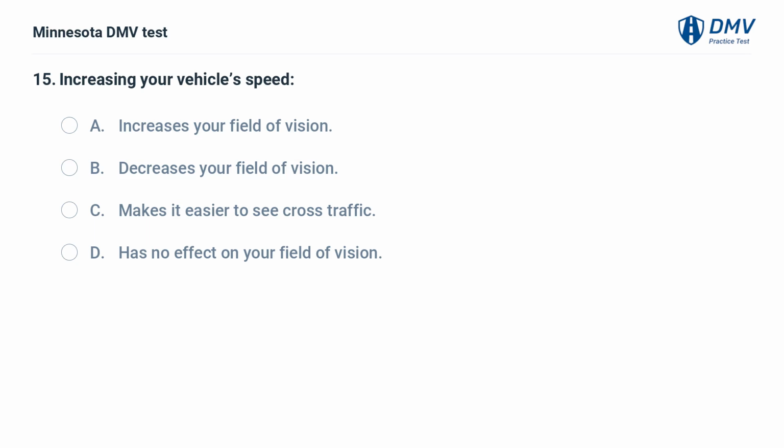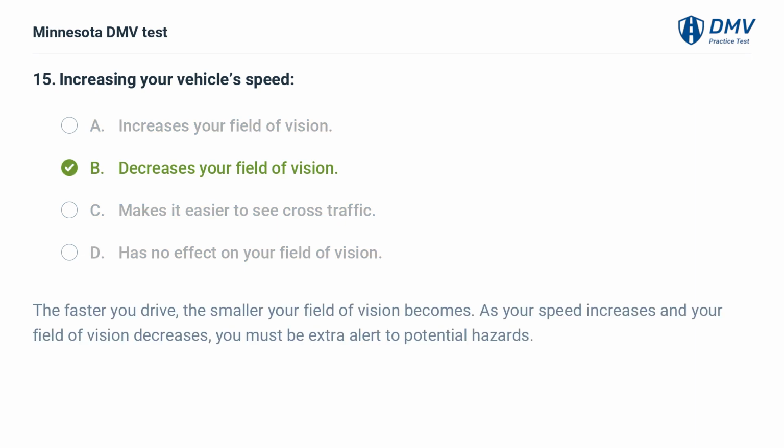Increasing your vehicle's speed A. Increases your field of vision. B. Decreases your field of vision. C. Makes it easier to see cross traffic. D. Has no effect on your field of vision. B. Decreases your field of vision. The faster you drive, the smaller your field of vision becomes. As your speed increases and your field of vision decreases, you must be extra alert to potential hazards.